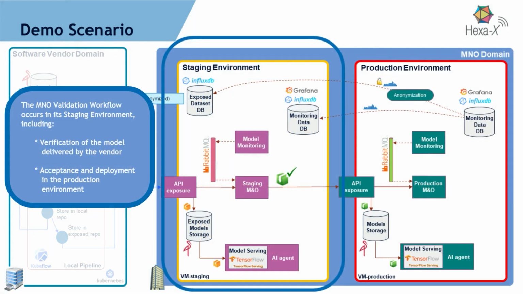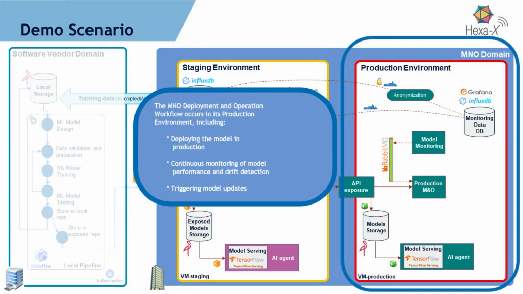The MNO validation workflow occurs in its staging environment, including verification of the model delivered by the vendor, acceptance and deployment in the production environment. The MNO deployment and operation workflow occurs in its production environment, including deploying the model in production, continuous monitoring of model performance and drift detection, as well as triggering model updates.